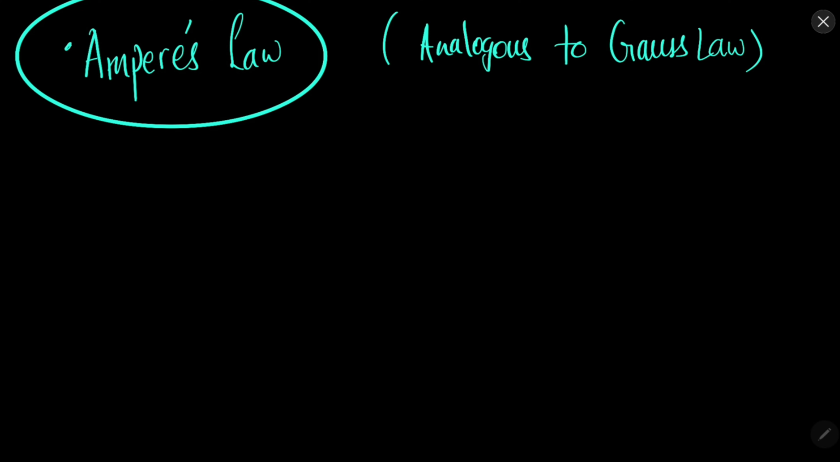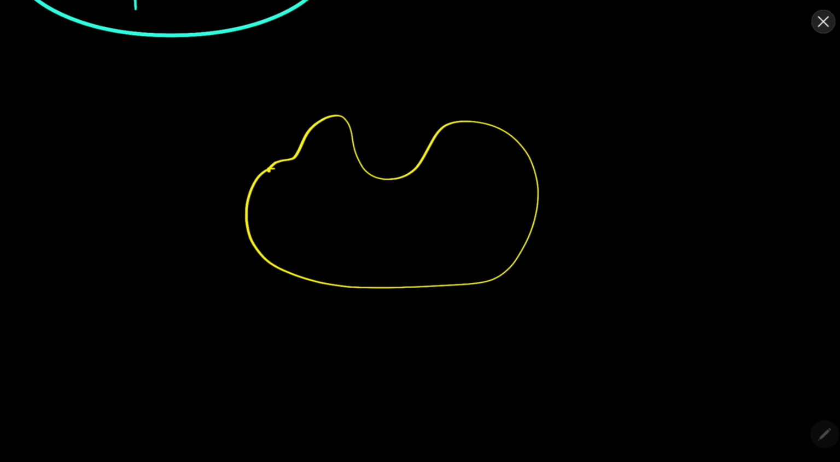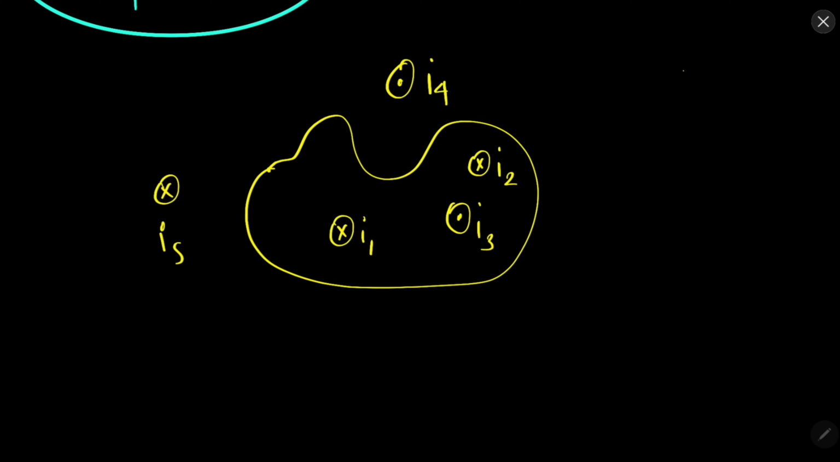So according to Ampere's law, let's say we have a closed loop, and there are many wires in which current is flowing. Let's say I5 current is here, I1 current is here, I3 current is here, I2 current is here, and I4 current is here. Dot means out, cross means in.